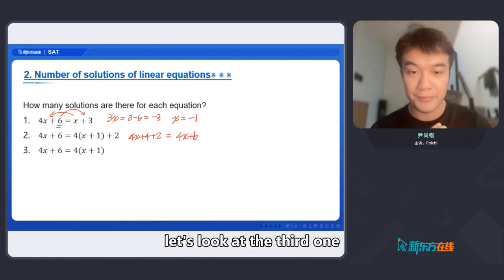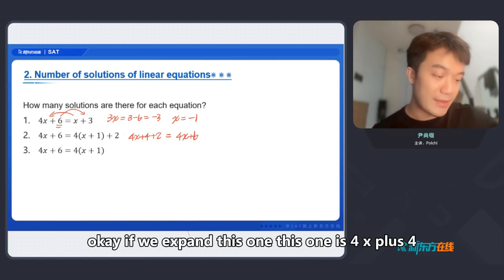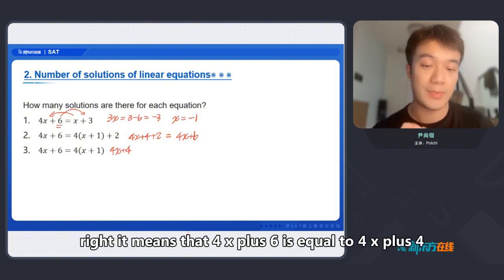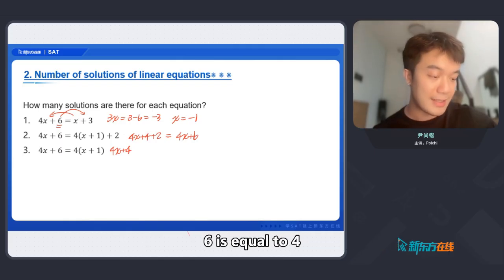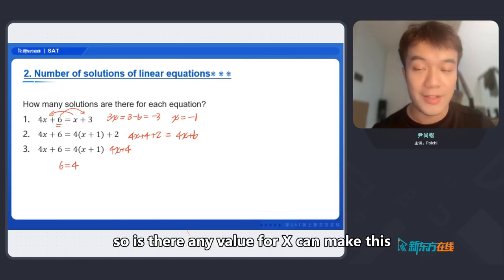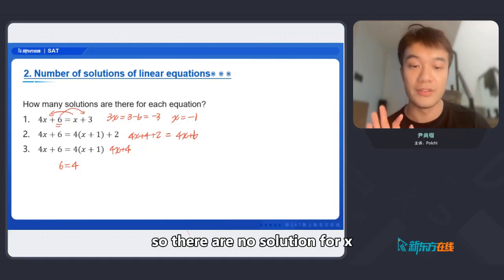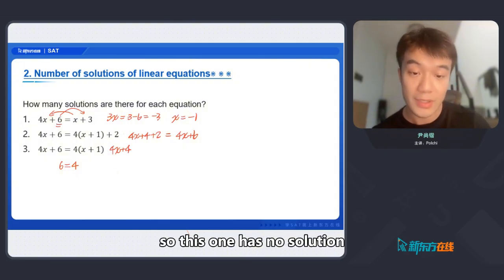Let's look at the third one. It says 4x plus 6 is equal to 4 times x plus 1. Okay, if we expand this one, it's 4x plus 4. Right, it means that 4x plus 6 is equal to 4x plus 4. If you subtract 4x from both sides, you get 6 is equal to 4. That's not true, right? It's impossible. So is there any value for x that can make 6 equal to 4? Surely not, right? So there is no solution for x that can make this equation correct. So this one has no solution.